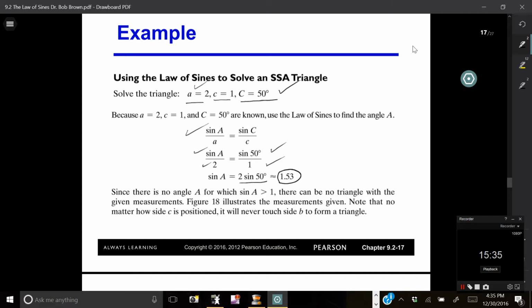Well, the minute you see something that says that the sine of an angle is more than one, then you should raise a flag and say this is a contradiction, and therefore there is no triangle.